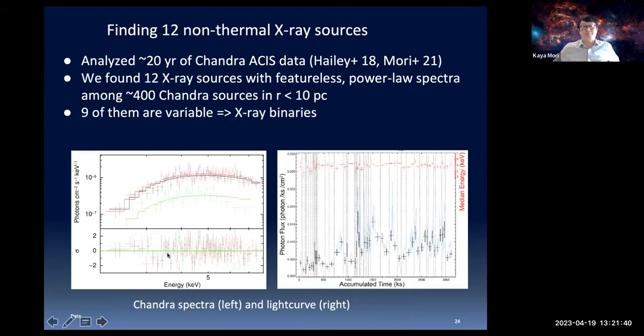Okay, so I mentioned another approach of just studying persistent X-ray sources. We analyzed 20 years of Chandra ACIS data with a total exposure of 6 million seconds. We picked 400 Chandra sources with a secure detection as point sources and a decent number of counts within 10 parsecs. Most of them are actually thermal sources with atomic lines, especially iron lines. But we found that 12 sources have featureless, power-law spectra, like you see on the bottom here. And because Chandra has a very long baseline now, almost 20 years, we found that 9 of them are variable. That indicates they are X-ray binaries, not CVs.